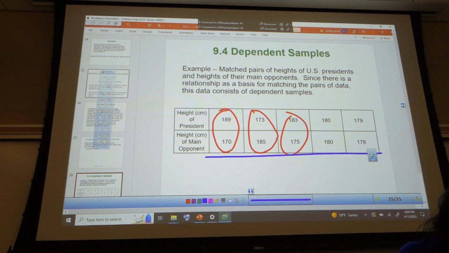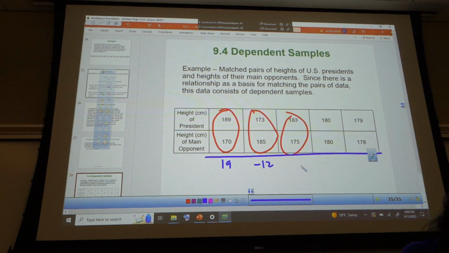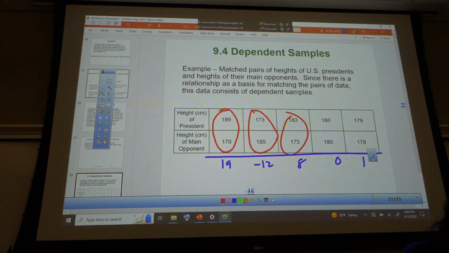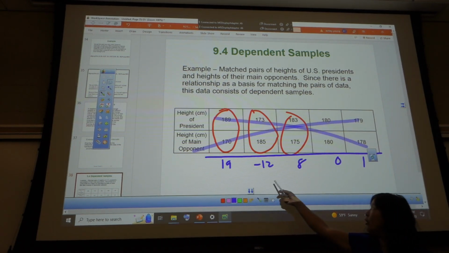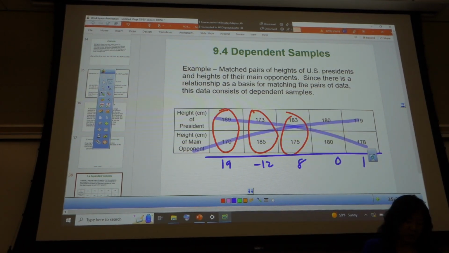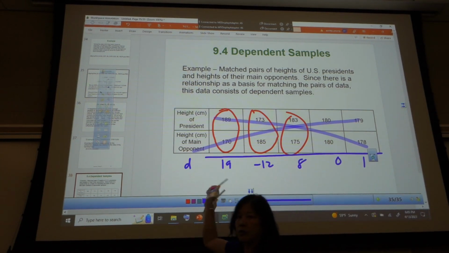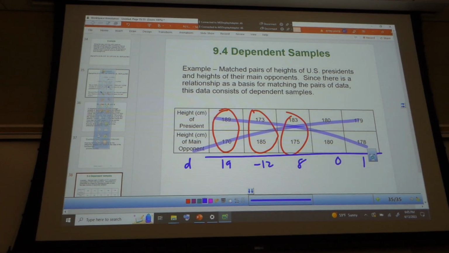So what happens is you do this. You subtract them. 189 minus 170, 19. This is negative 12, 8, 0, and 1. After that, you no longer care about it. It's no longer a two-sample test. Now, it's a one-sample test on their differences. Everybody on board with that? So what we do when they're dependent is we subtract them and then turn it into a one-sample t-test based just upon their differences.